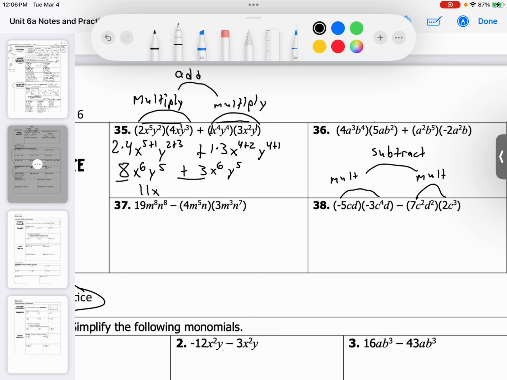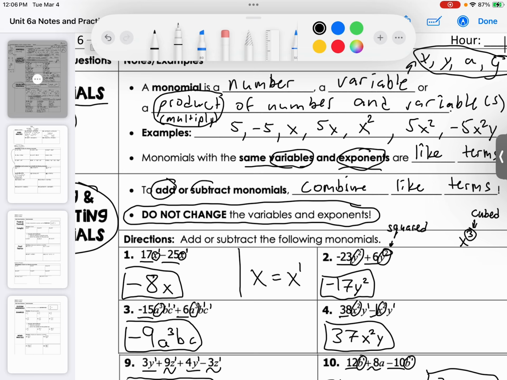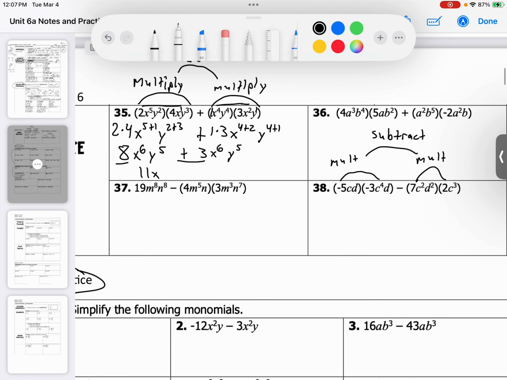Now here, a lot of people will incorrectly put x to the power of 12 and y to the power of 10. I'm adding these exponents together. But if you remember, look back at your notes. When we add and subtract monomials, we do not change the variables and the exponents. So after we multiplied these out together, when we're adding what we got, this should stay x to the 6th, y to the 5th. X to the 6th, y to the 5th. So when you are adding these monomials together, we don't change the variables or the exponents.